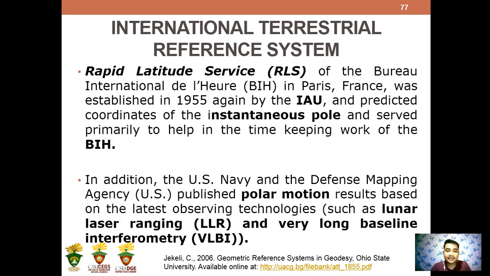We also have the Rapid Latitude Service, or RLS, of the Bureau International de l'Heure, or BIH, in Paris, France, established in 1955, again by the International Astronomical Union, which predicted the coordinates of the instantaneous pole and served primarily to help the timekeeping work of the BIH. In addition, the US Navy and the Defense Mapping Agency published polar motion results from observations based on the latest observing technology such as lunar laser ranging, or LLR, and very long baseline interferometry, or VLBI.